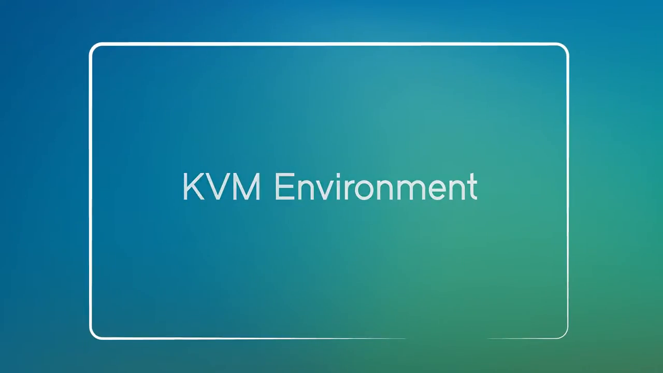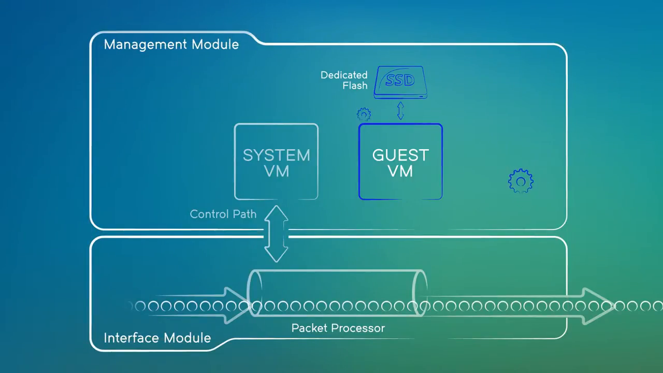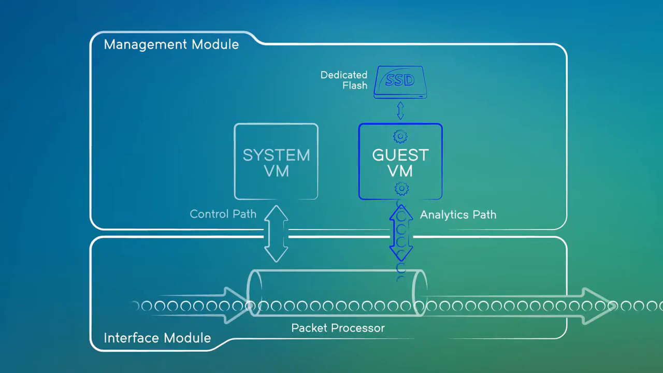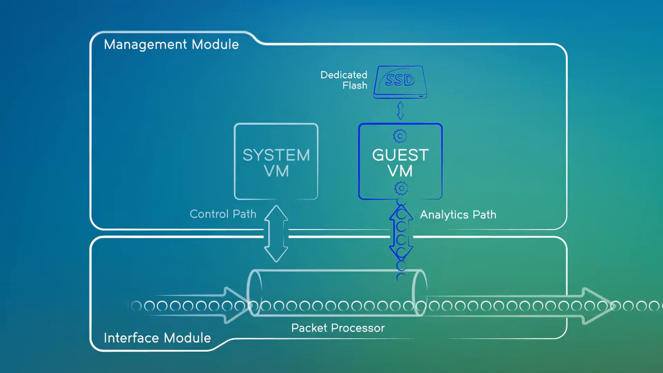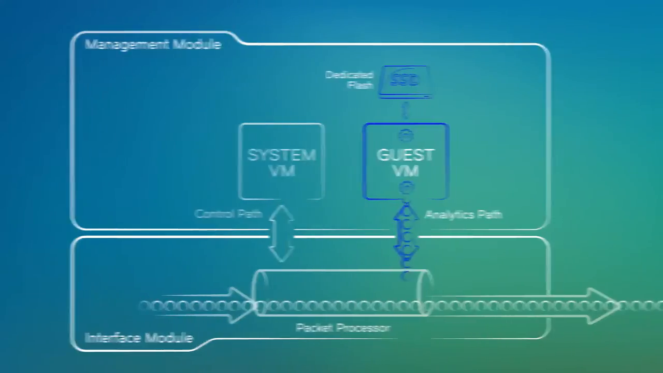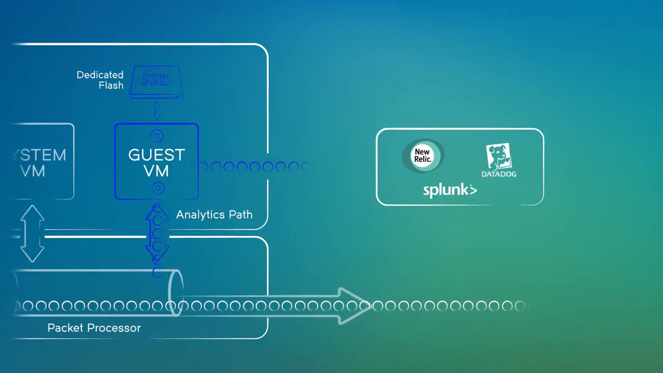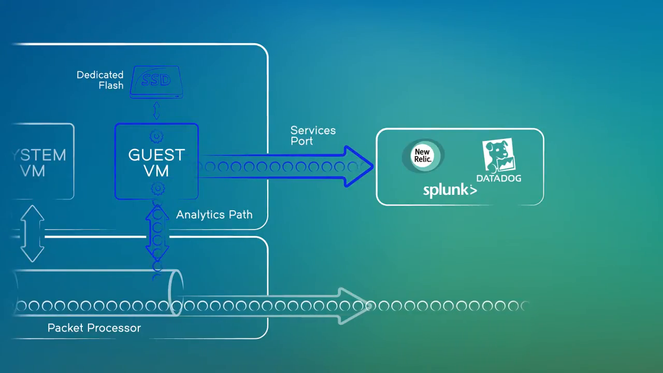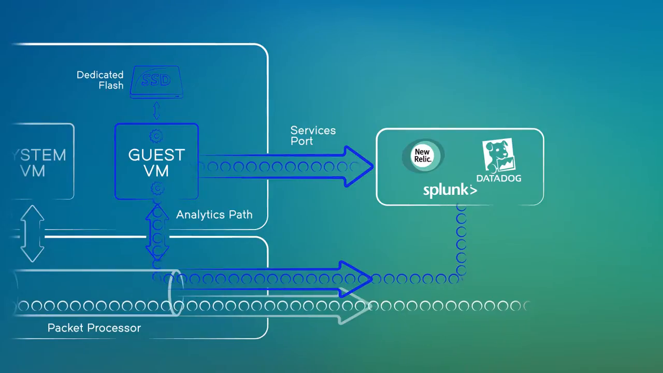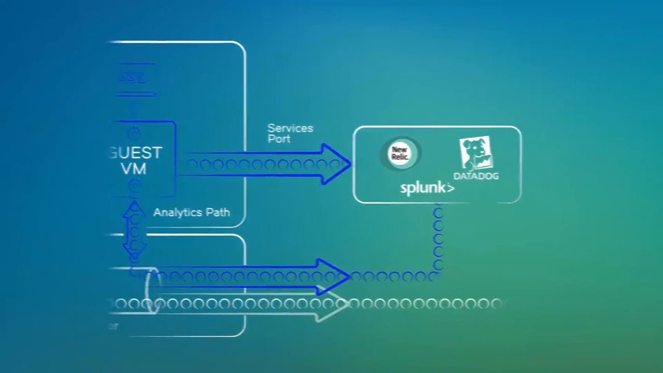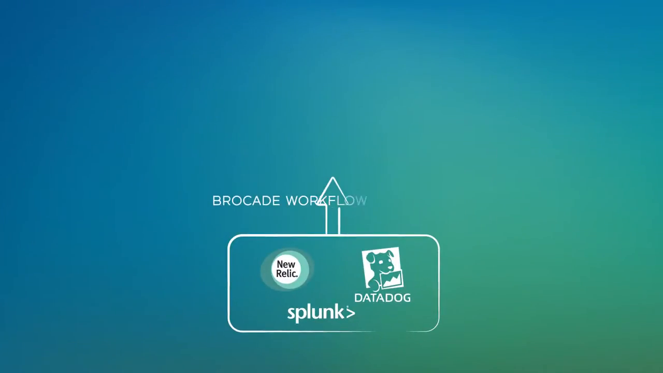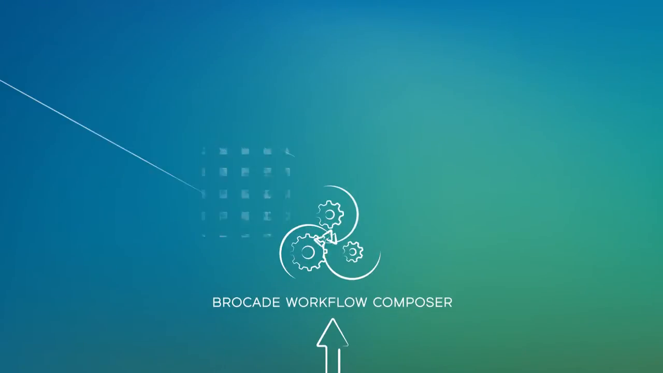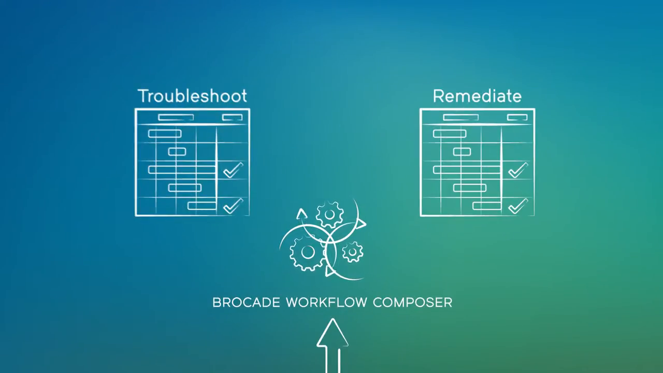A KVM environment runs third-party troubleshooting and analytics applications. A dedicated high-performance analytics path allows the applications to extract data without disrupting network traffic. Communication to analytics applications off the platform is through a dedicated services port out of band or in band through the interface module ports. These applications can then communicate with Brocade Workflow Composer to automate troubleshooting and remediation.